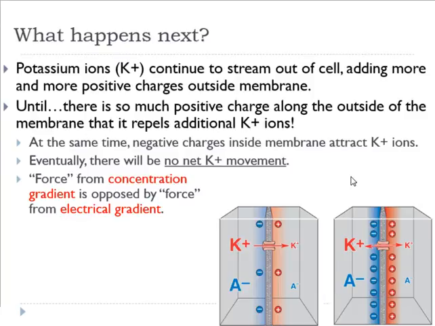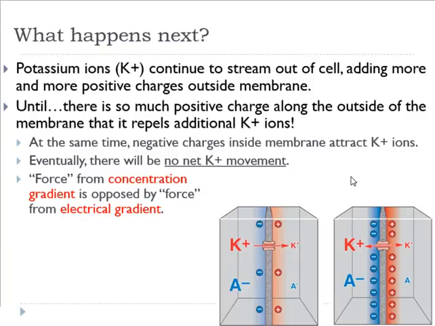So eventually you'll get to the point where even though the concentration gradient still exists, the concentration gradient is balanced or opposed by the electrical gradient, and you'll get to a point where there's no net movement of potassium across the membrane. So there's equal numbers going from the left to right as there are going from the right to the left. Does that make sense?